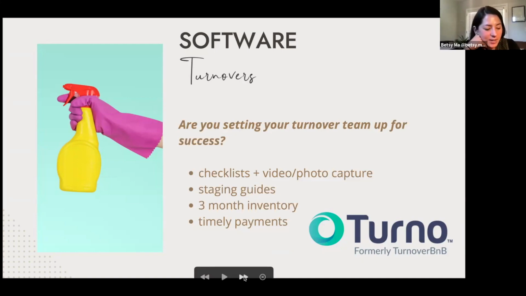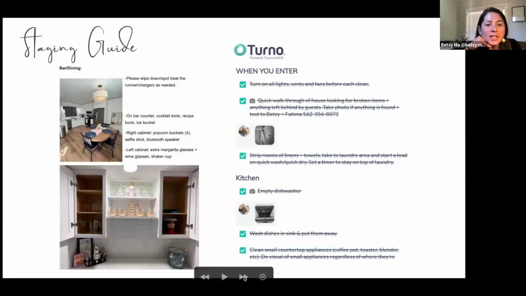Moving right along, because I know you guys have been patiently hanging with us. Staging guide, this is what it looks like on a printed or digital copy. You have every single cabinet accounted for. If there's any question of what's supposed to be where, I include notes. On the right hand side is our Turno checklist. You can see the little photos on each check, that's where I require photo documentation, so they actually have to submit a photo for that item, as well as check that they completed that item.